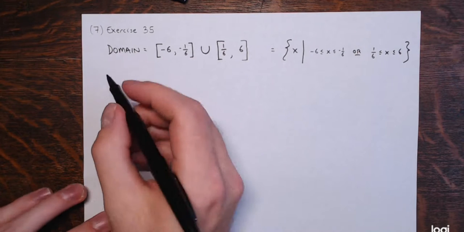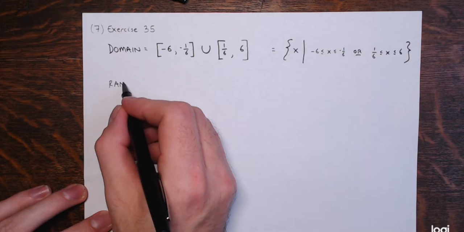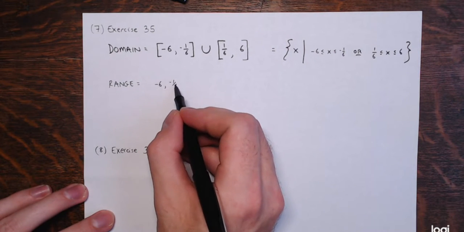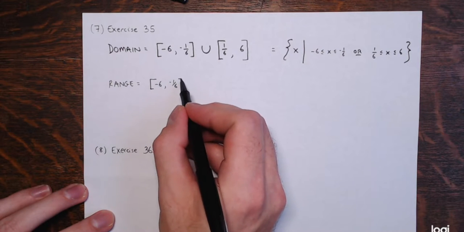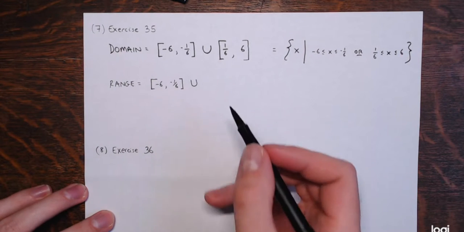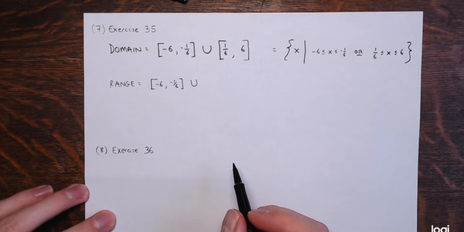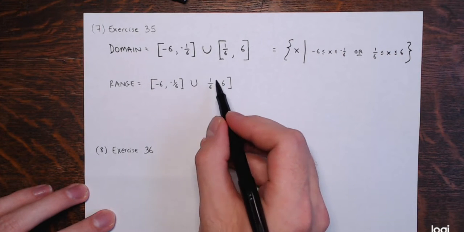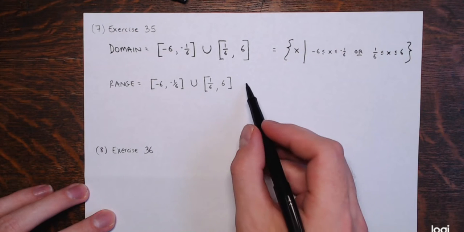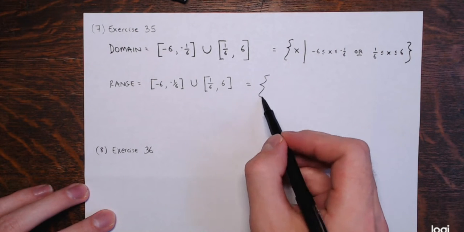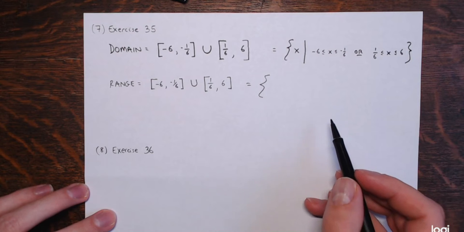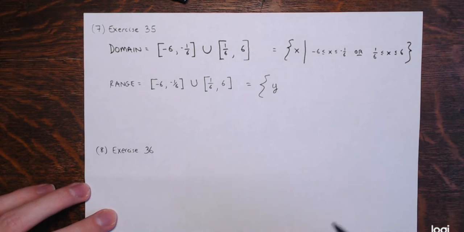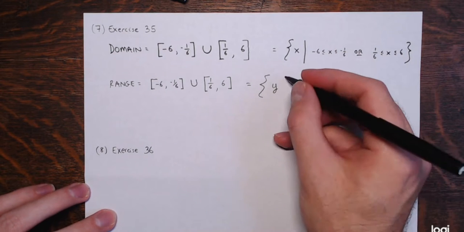The range, all the y coordinates that are used, are from -6 to -1/6, including, then there was a gap, there was a break in the range in the y values being used, and then from 1/6 to 6, including those as well. And if you were to write this in set builder notation, it would look exactly the same as for the domain, only you'd be using the variable y, because they are the y coordinates of the points on the graph.